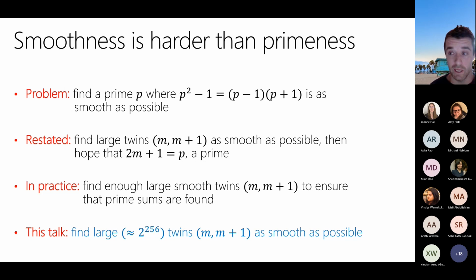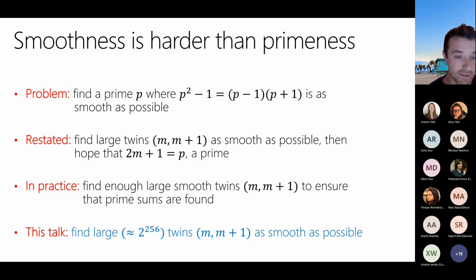To put that another way, we could say that we're looking for two large twins, M and M plus 1, that are as smooth as possible. And then we could just hope that their sum is a prime, because if M and M plus 1 are both really smooth, then 2M and 2 times M plus 1 will immediately both also be very smooth, and they're the ones that lie either side of this prime 2M plus 1.